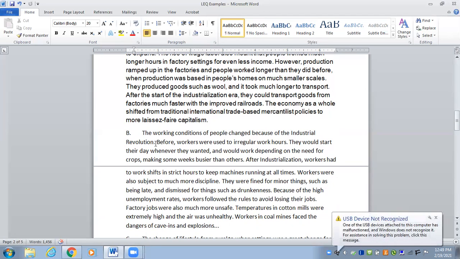Here, very specifically, before, workers were used to working irregular work hours. They'd start their day whenever they wanted and would work depending on the need for crops, right? That's the way it used to be. Then it says after industrialization, and then they describe that. You notice it does give you a pretty good thorough description of what life was like for these workers. But first they tell you what it used to be like, and they're telling you how it changed.